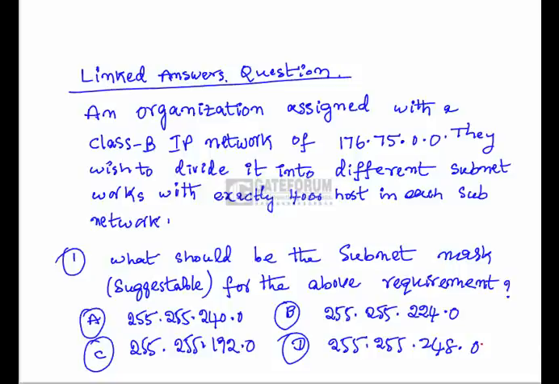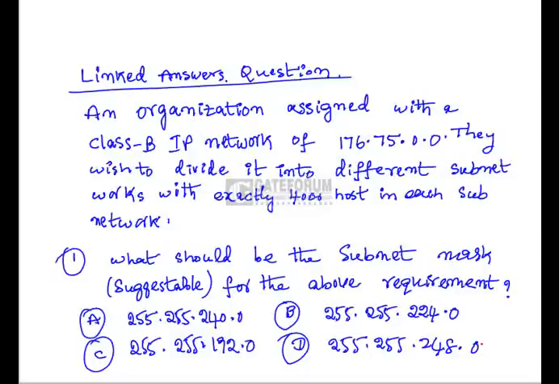Here is a linked answer question. An organization is assigned a class B IP network of 176.75.0.0. They wish to divide it into different subnetworks with exactly 4000 hosts in each subnetwork. Question number 1 on this data is, what should be the suggestible subnet mask for the above requirement?